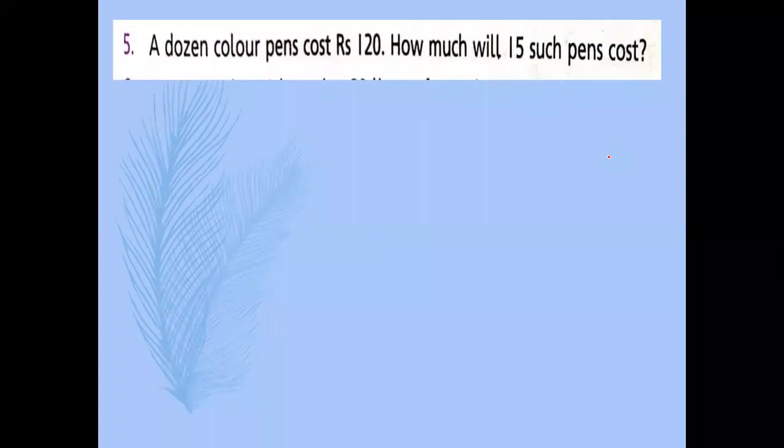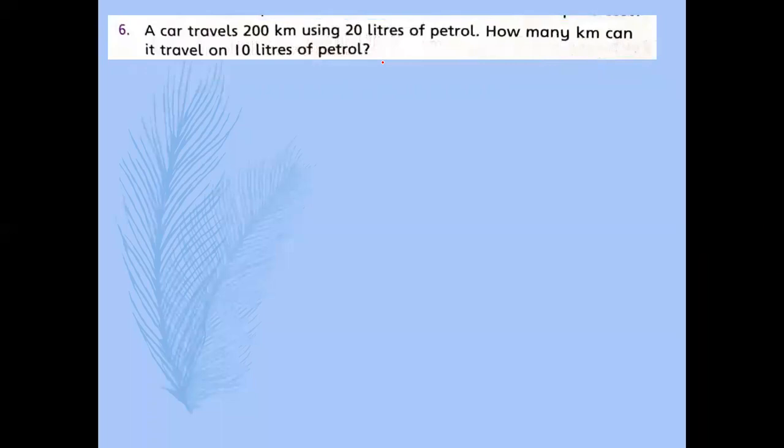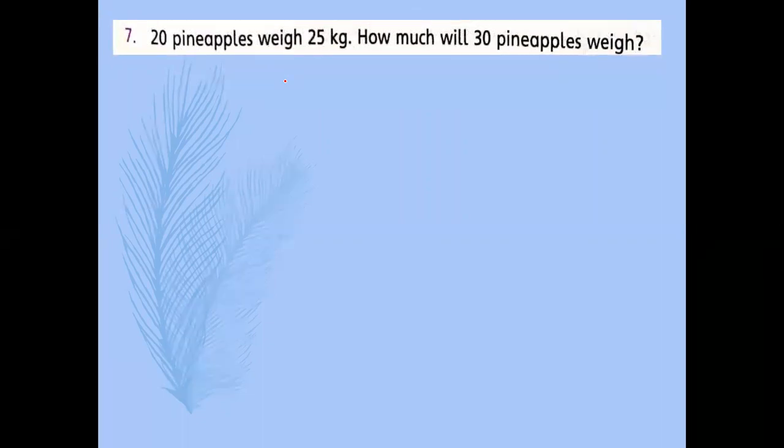A dozen we have already discussed. So the cost of 12 pens is given to you and you are supposed to calculate the cost of 15 such pens. So first you will find the cost of one and then you'll find the cost of 15 pens. Here's another question, question number 6. Exactly the same procedure you need to follow and you have to calculate these questions. Hope you understand the concept.